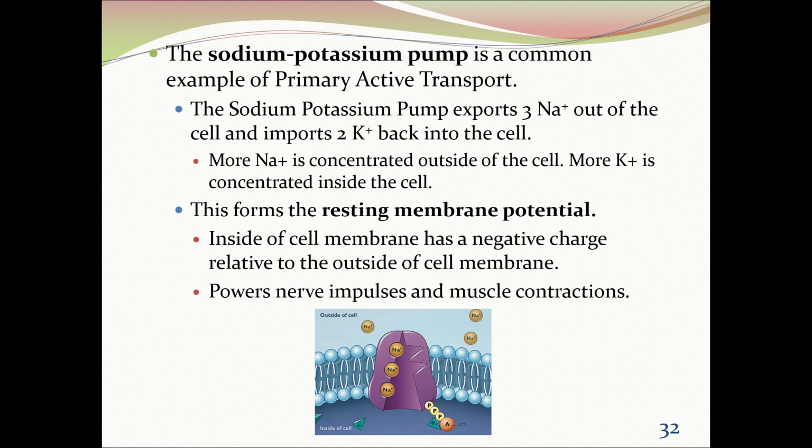The sodium-potassium pump is a common example of primary active transport. The sodium-potassium pump will export 3 sodiums out of the cell and import 2 potassiums back into the cell. More sodium is concentrated outside of the cell, and more potassium is concentrated inside the cell. This forms the resting membrane potential. The inside of the cell membrane has a negative charge relative to the outside of the cell membrane. This powers nerve impulses and muscle contractions. It makes the cell membrane a battery.